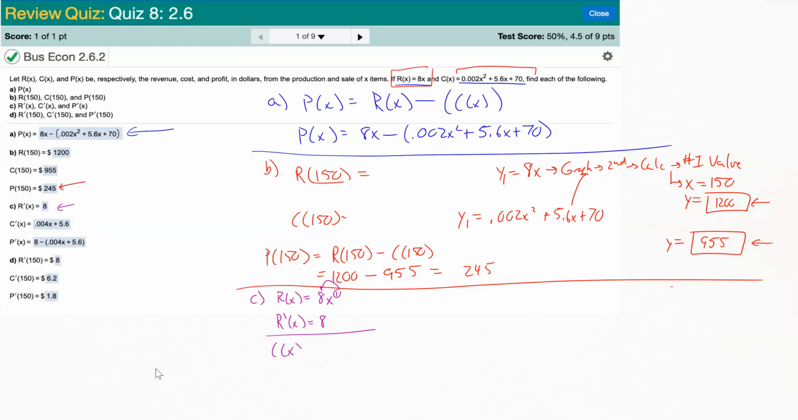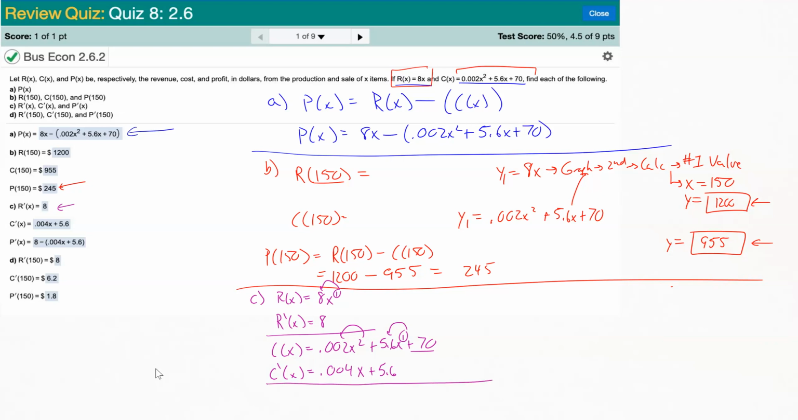And then they want the derivative of cost, so I use my cost equation, 0.002x squared plus 0.56x plus 70. From there, they want me to do my derivative, which is just going to be a power rule. We'll bring that 2 down. 2 times 0.002 gets us 0.004x. Subtracting 1 from the power gets us x to the first, plus we'll get 5.6, bringing that 1 down right there, and then x to the 0, and then the derivative of a constant is always 0.